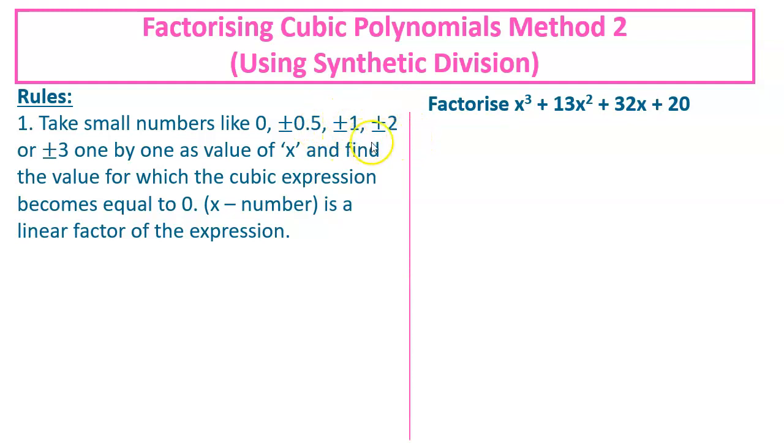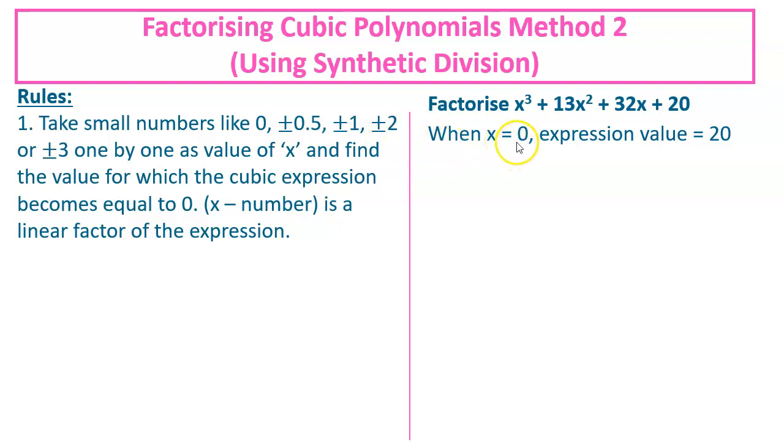I'll be starting with x equals 0. When x equals 0, what is the value of the expression? It is 0 plus 0 plus 0 plus 20. So the expression value is equal to 20, not equal to 0. So x equal to 0 cannot be our desired number.